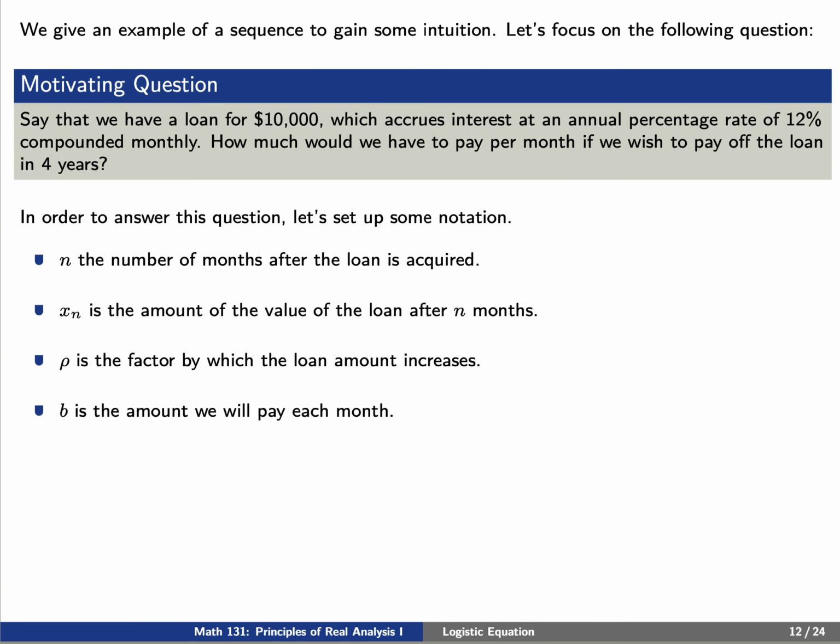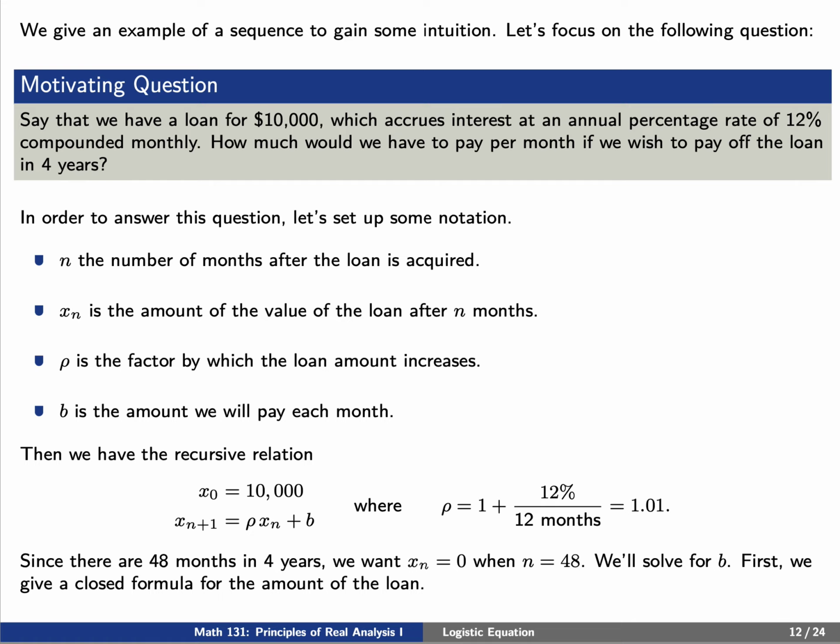In order to answer this question, let's set up some notation first. We'll denote n as the number of months after the loan is acquired. X sub n is the amount of the loan after n months. Rho is the factor by which the loan amount increases, and b will be the amount we'll pay each month.